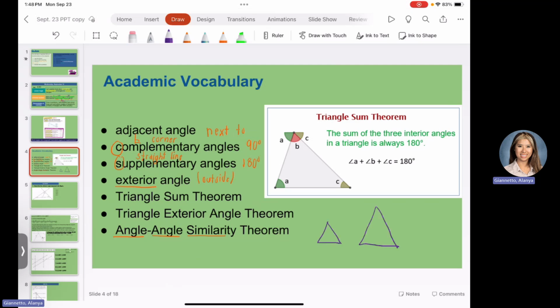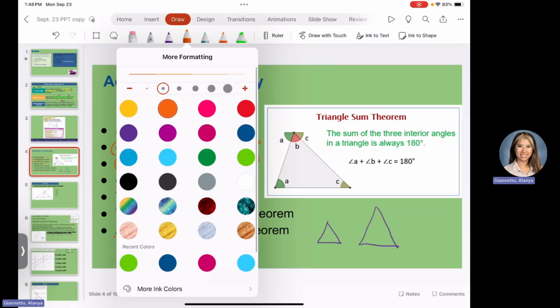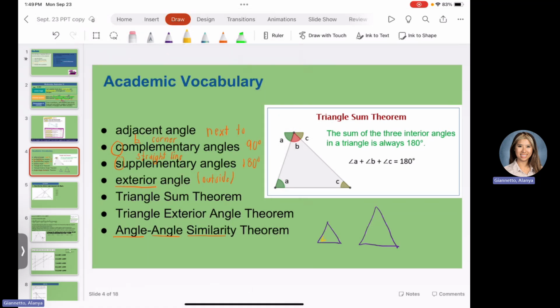So what the angle-angle similarity theorem tells us is that if two angles of one triangle are congruent to the corresponding angles of another triangle, because we do know that corresponding angles are congruent, then the triangles are similar. So even if we didn't have this picture, but maybe we had a word problem that said that one of the angles was, let's say, 40 degrees. So we have 40 degrees. And then the corresponding angle on another triangle is also 40 degrees.